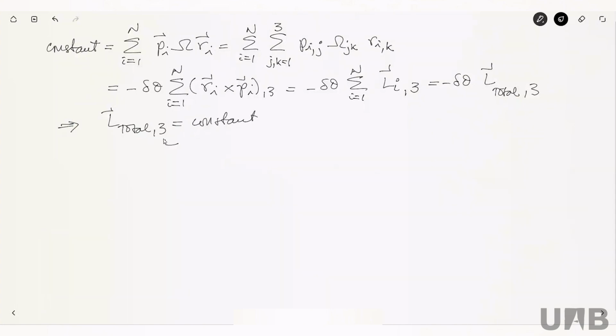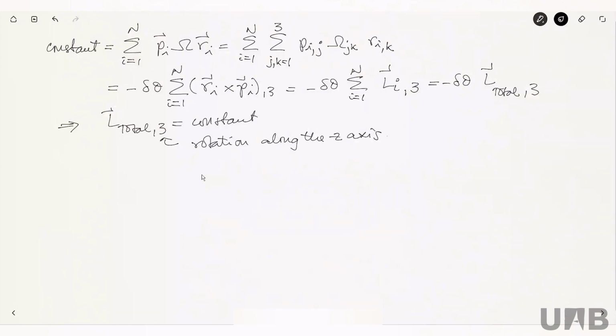And along the third direction, because it was a rotation along the z-axis. I mean, it is obvious that if I do a rotation along the y-axis, then the total angular momentum along the first direction, and along the y-axis the total angular momentum along the second direction, are going to be constants.